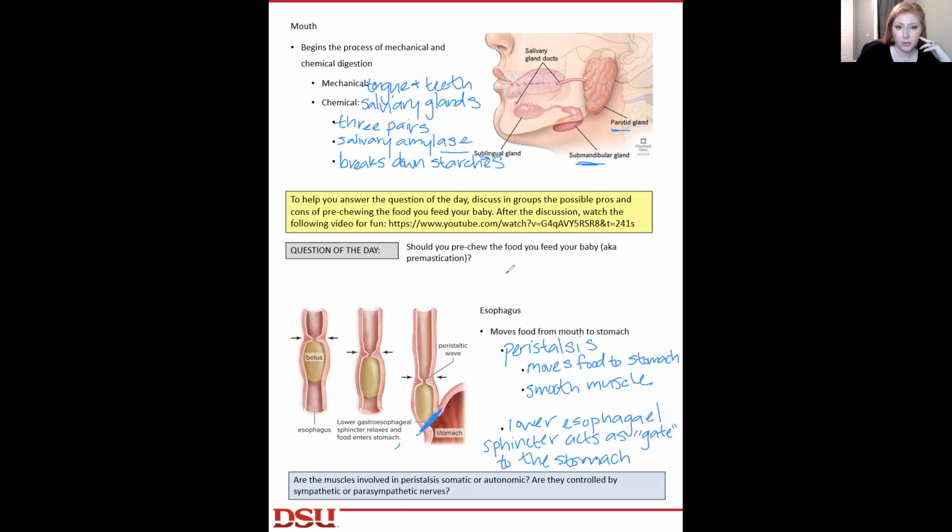And baby food is kind of in a pre-masticated consistency, right? There's no lumps, there's nothing hard in it, there's nothing chewy, there's no big pieces. Baby food kind of has that same texture. So if you want to go for the all natural way, go ahead. Chew that food before you feed it to your kid.